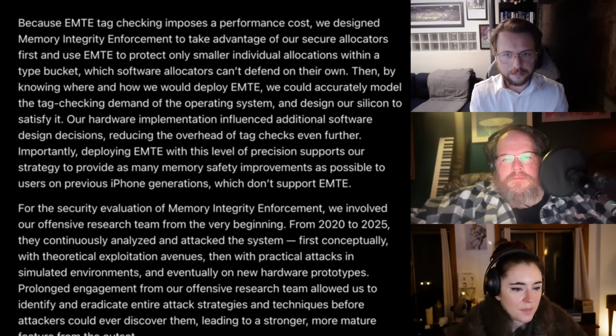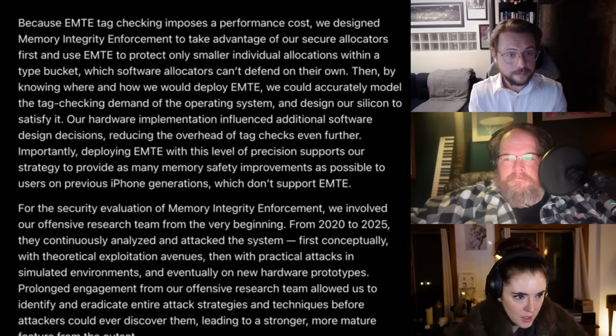Okay. Use the secure allocators first. Use extended MTE to protect smaller individual allocations within a tight bucket.